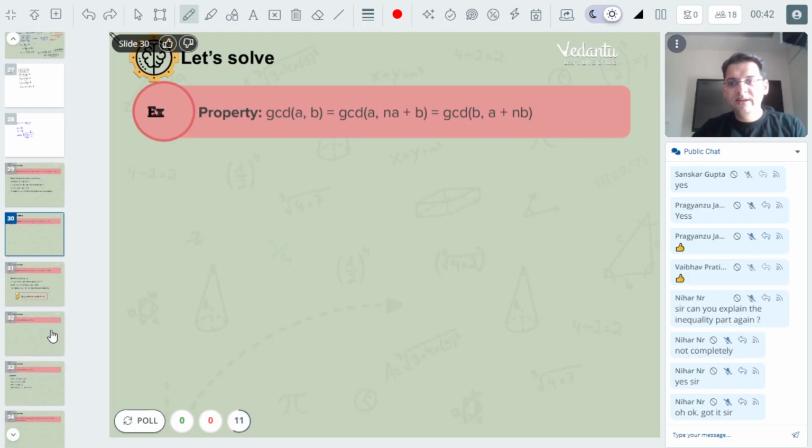Alright. Next property is GCD of a, b is the same as GCD of a, na plus b and b, a plus nb. Very powerful, very important. Let's try to prove this. I'll give you around 2 minutes.